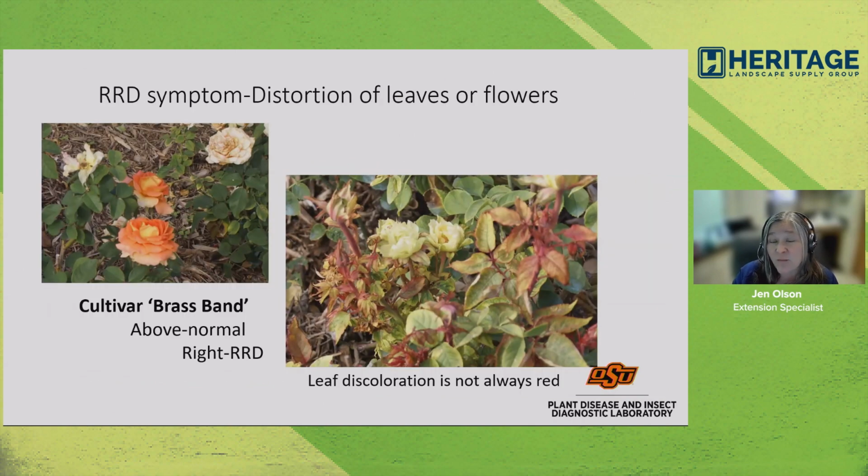Sometimes our home gardeners don't notice any other symptoms except the blooms aren't as pretty. In this photo on the left, we see the normal flowers of this particular cultivar called Brass Band. Once the virus gets in, unfortunately, the blooms don't open normally. They may be discolored, and we see some of the other symptoms there. Sometimes it's not a red color. Sometimes we see a lot more yellowing and mottling of leaves.